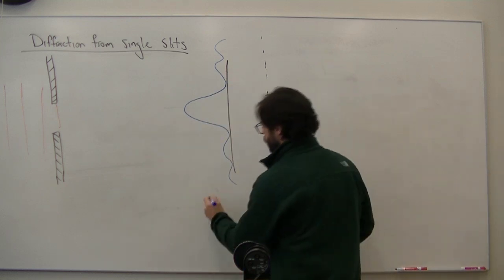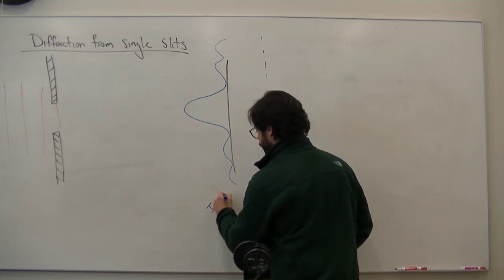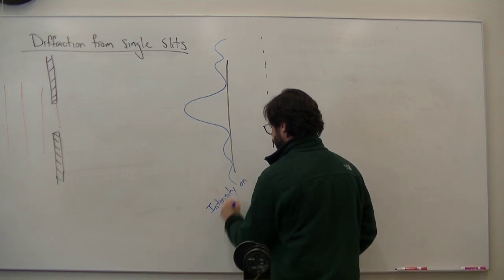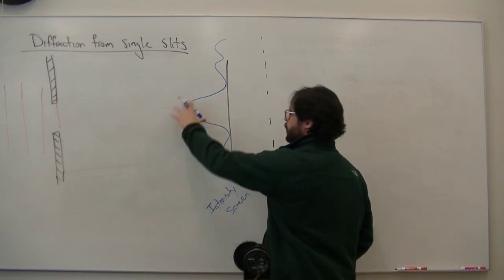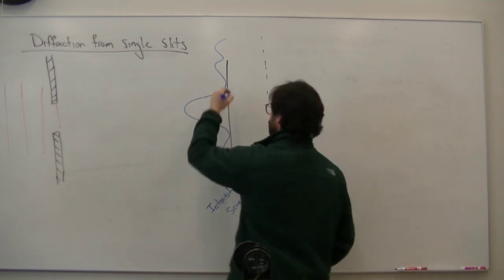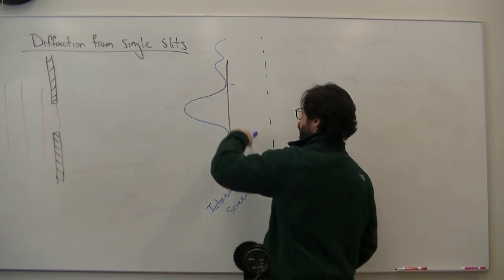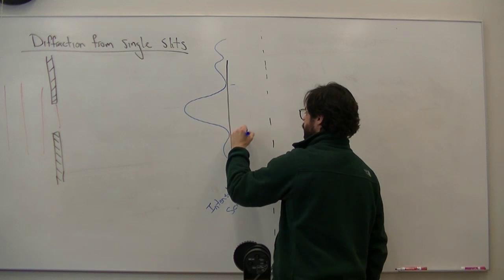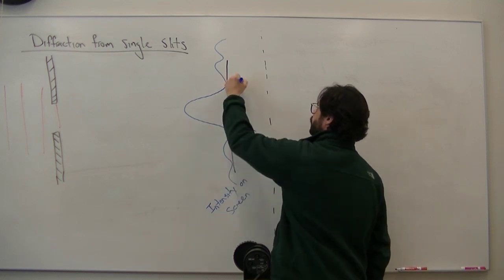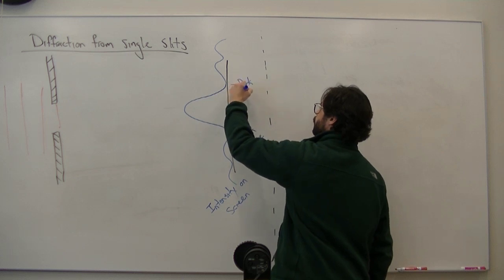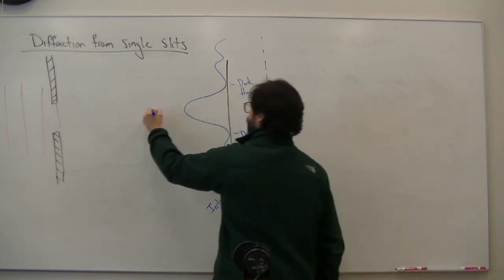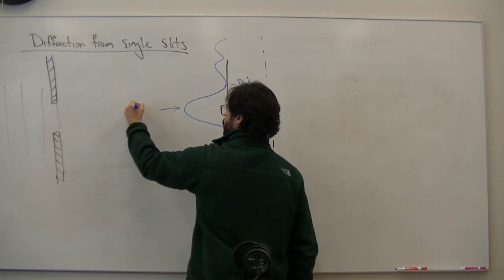So this would be the intensity on a screen. So this would be what's called the central bright fringe, and then these would be the first order dark fringes. And this obviously would be the central bright fringe.